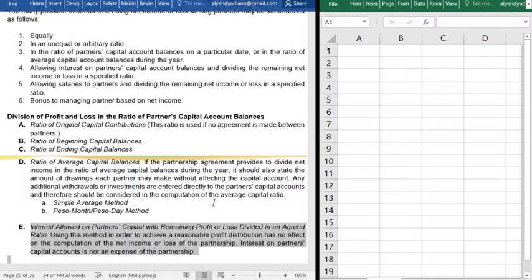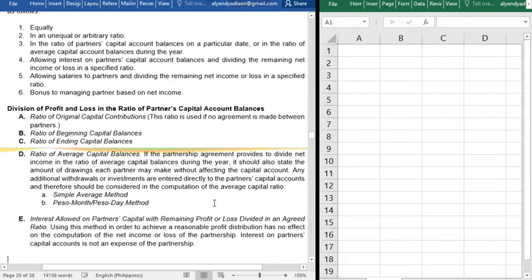Then we also have to consider the number of months. Say it is only 6 months, so the 10% must still be divided by 2, or 10% times 6 over 12. Or let's say, for example, we started operating on April 1 and the reporting period ends on December 31, so that is only 9 months. So the 10% must still be multiplied by 9 and then divided by 12.